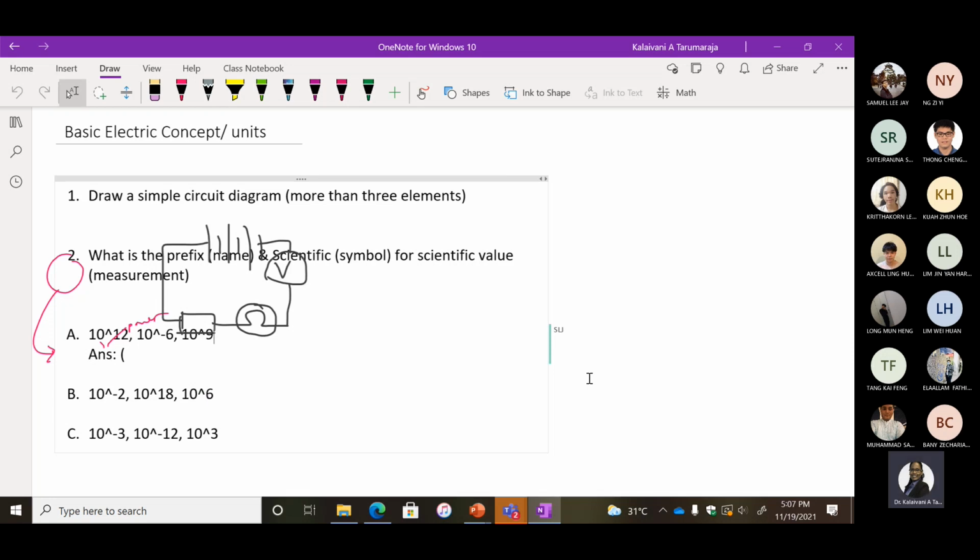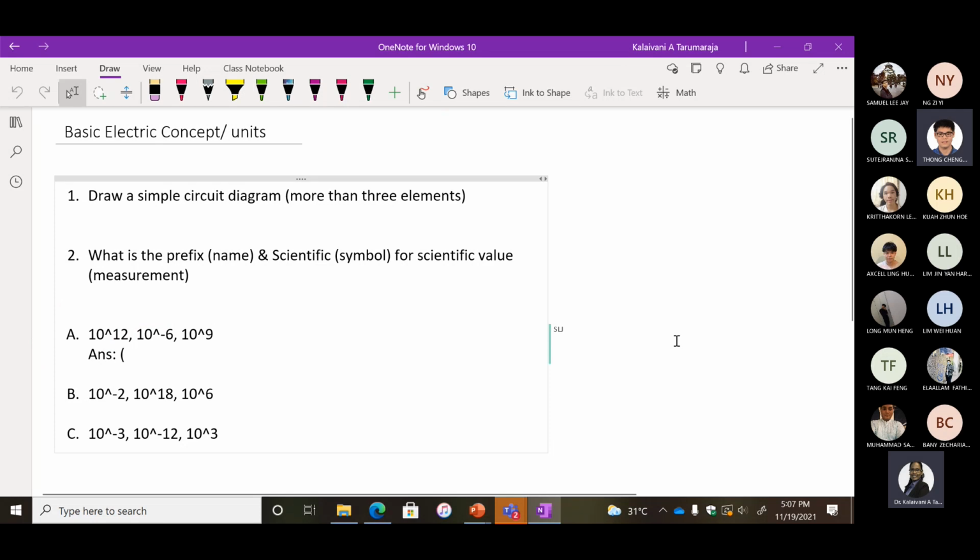Those who can do it with OneNote, you can continue with the OneNote. Those who have issues with OneNote, it's okay. You write or draw on a piece of paper, screenshot, then send in the meeting chat. After that, we take a break. Once we complete this part, we take a break.